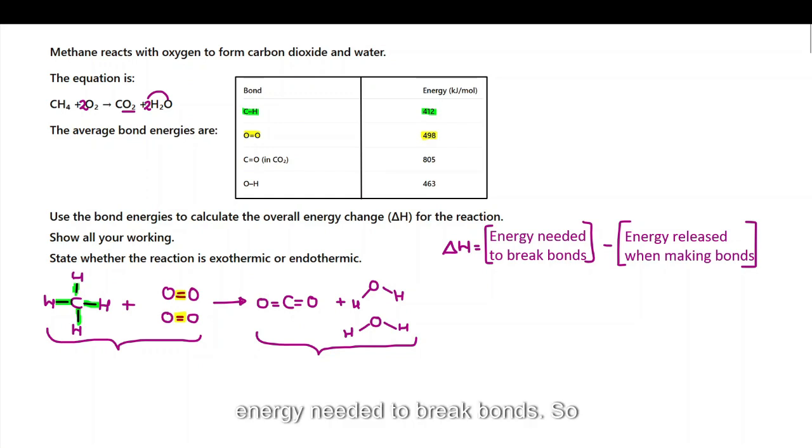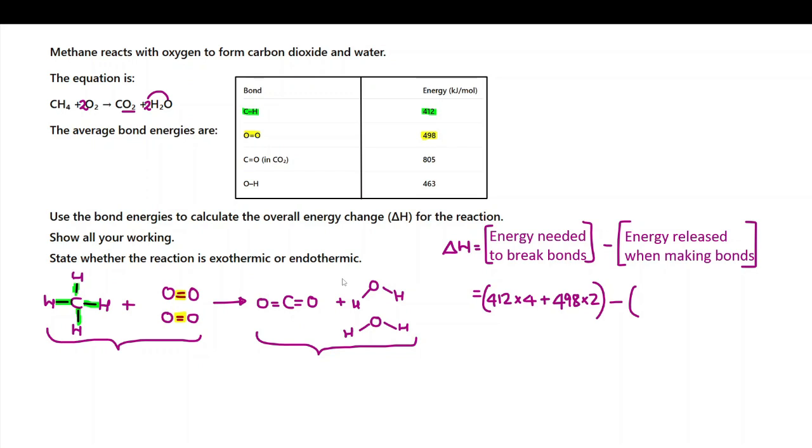So, let's try to substitute this. Energy needed to break bonds. So, 412 multiplied by 1, 2, 3, 4 of them, 4. Add 498 multiplied by how many? 1, 2. So that's how much energy you need to break this. Take away energy released when making bonds.